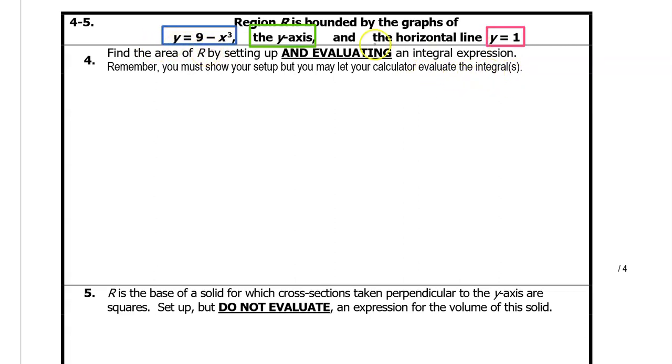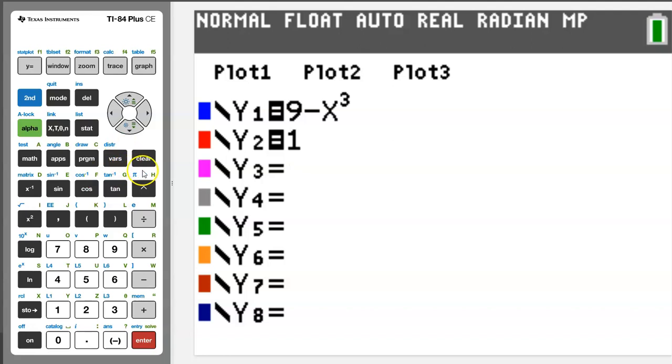Let's enter the equations y equals 9 minus x to the third power and y equals 1 into the calculator and see what this region R looks like. Let's hit zoom 6 for a first look.